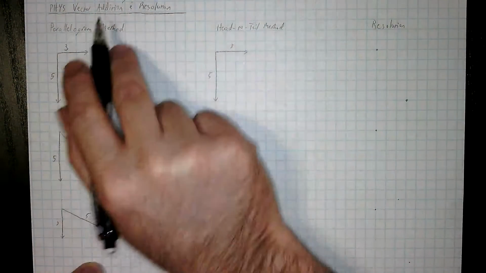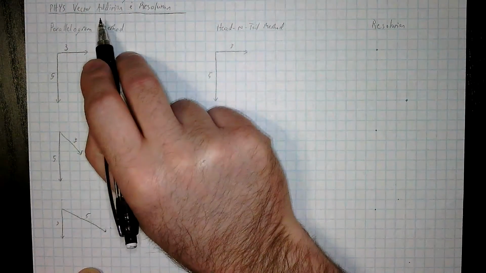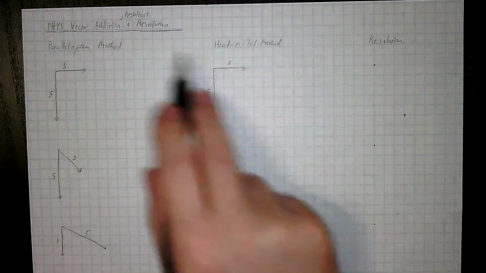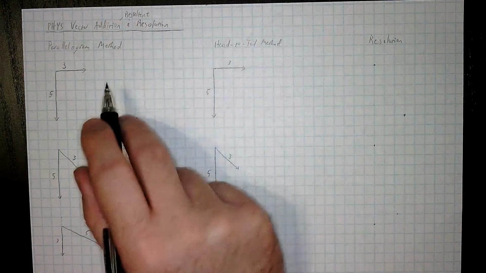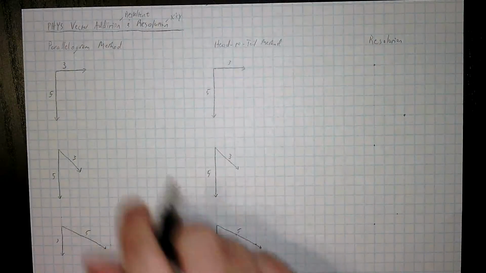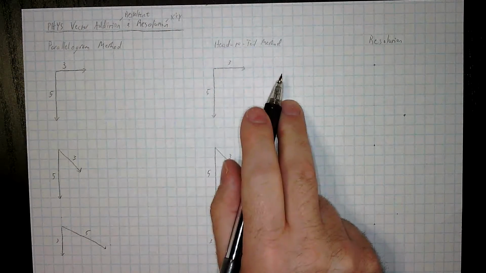We're going to look at some vector addition and resolution, and when we add vectors together we get something that we call the resultant vector. Resolution is taking a single vector and breaking it up into its x and y components. Now I'm going to show you two different methods for doing this.